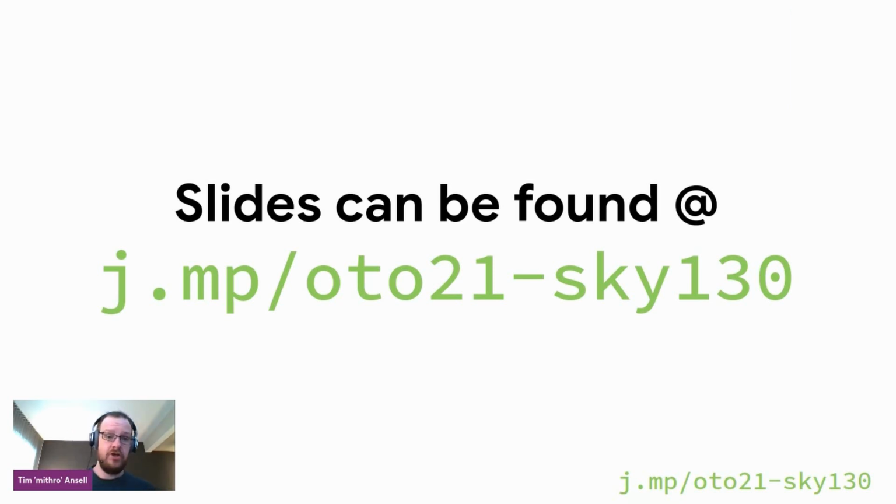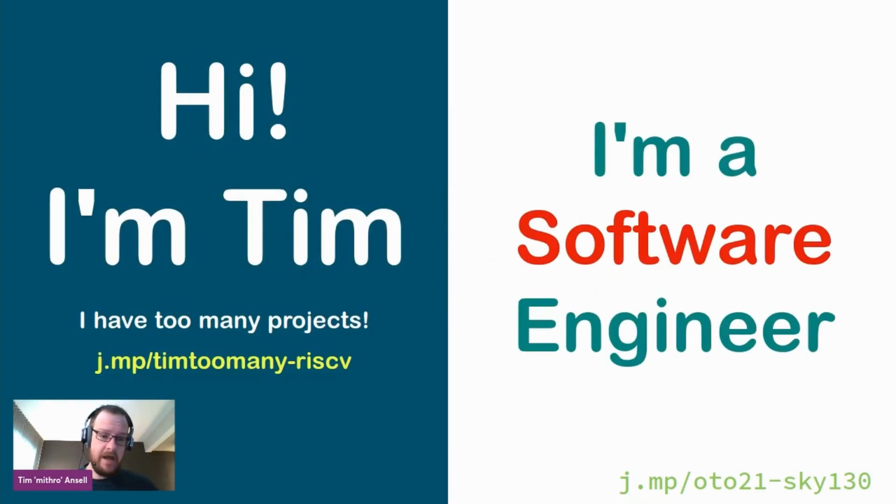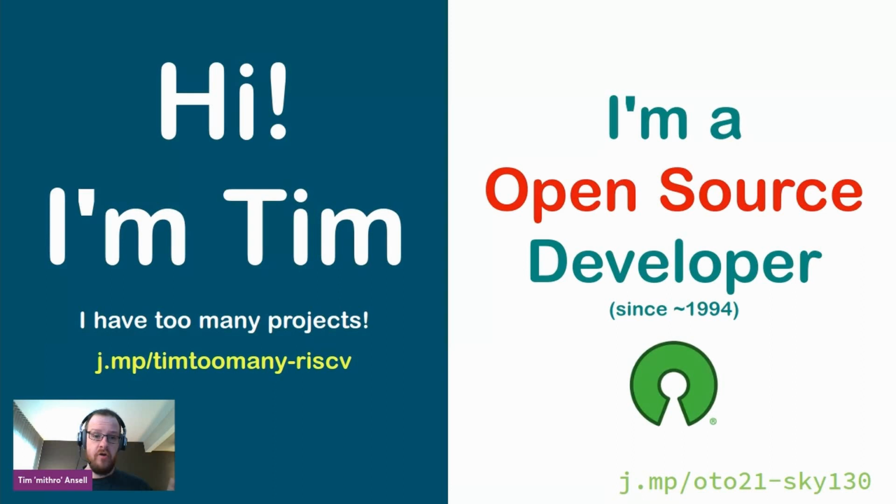So the first thing you should know about me is that I'm a software engineer. I self-identify as a software engineer. I've been doing software for as long as I can remember, and it really informs how I think about things. I'm also an open source developer. I've been doing it since about 1994, which was the first piece of open source thing I did. So I've been doing open source for a really long time.